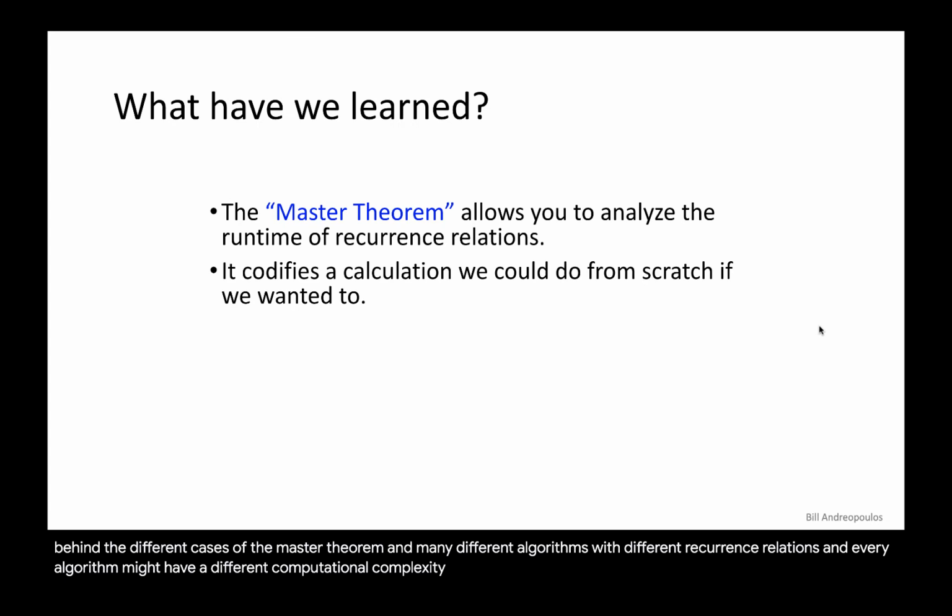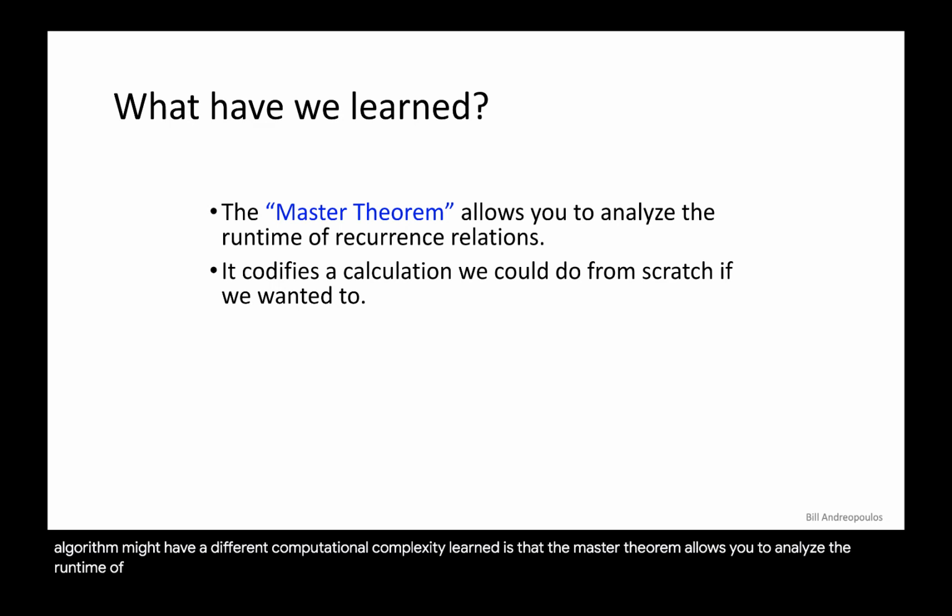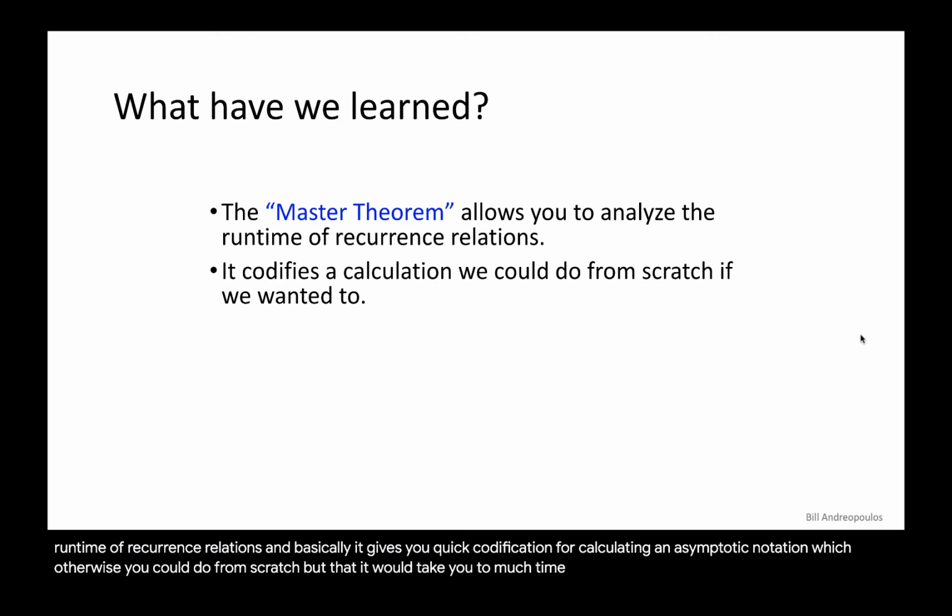So what we have learned is that the master theorem allows you to analyze the runtime of recurrence relations, and basically it gives you a quick codification for calculating an asymptotic notation, which otherwise you could do from scratch, but it would take you too much time and effort to compute from scratch.